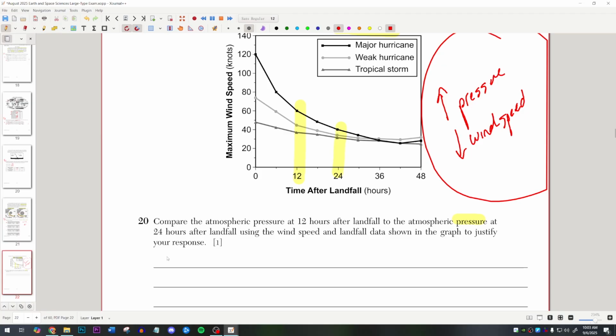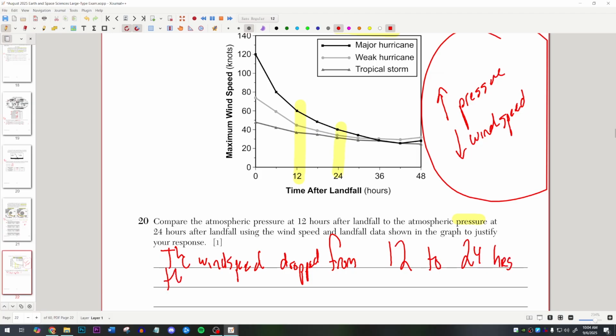So you could say the wind speed dropped from 12 to 24 hours. Therefore, pressure increased.